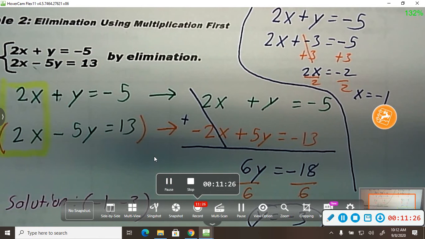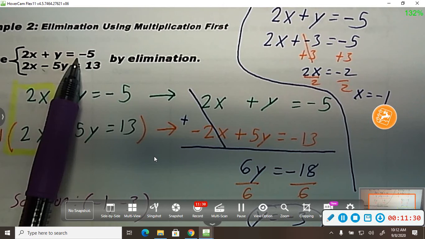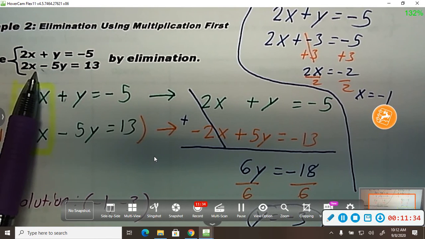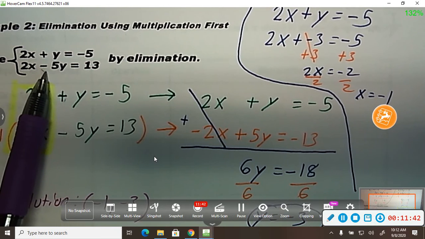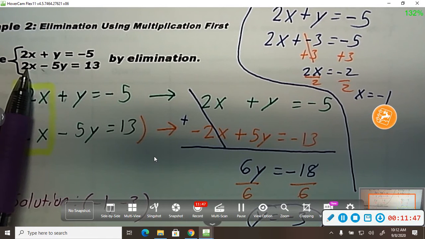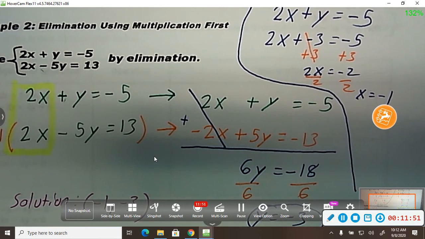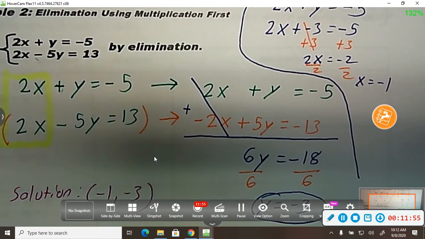From there I would check my work. Since I used the first equation, I'm not going to use that one to check my work. You can. 2 times x, x is -1, that'd be -2. And then -5 times y, y is -3, -5 times -3 is 15. So we have -2 plus 15 is 13. So I feel pretty confident about my solution, and it's never a bad idea to check your work.